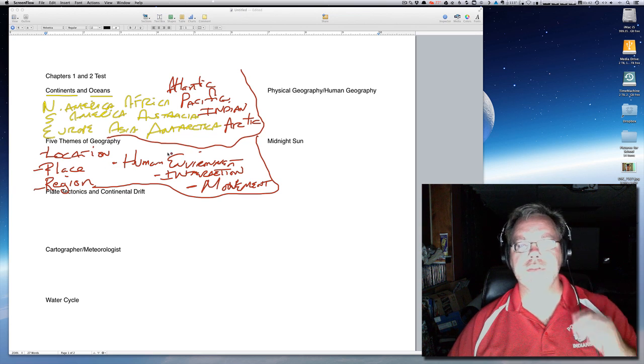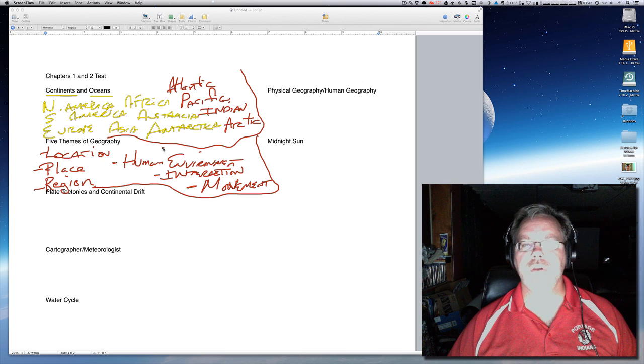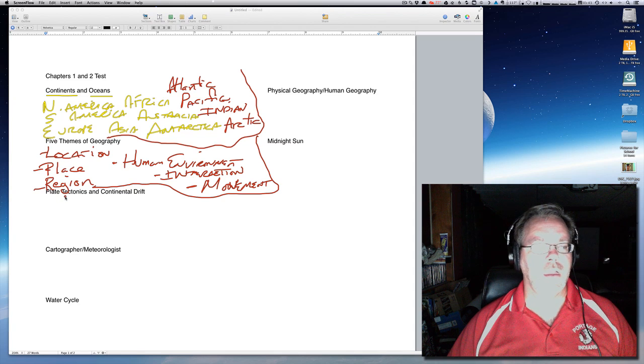And what we'll have on the test is 5 different situations, and you have to decide which one of those themes it's illustrating. So for example, if I say a hurricane hits Florida, that would be an example of human environment interaction. If I say a semi-truck takes steel from the local steel mills and takes it to Detroit to the auto manufacturers, that would be movement. Okay? All right, let's see.